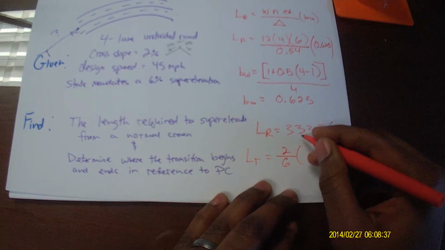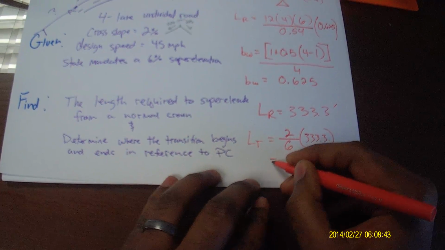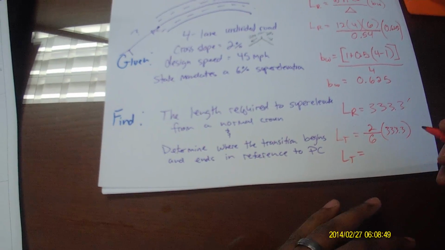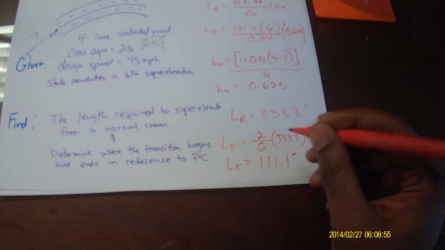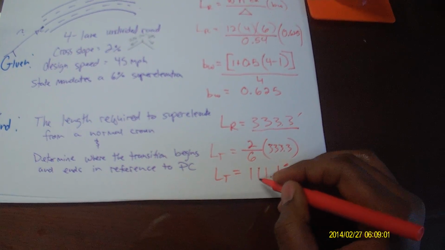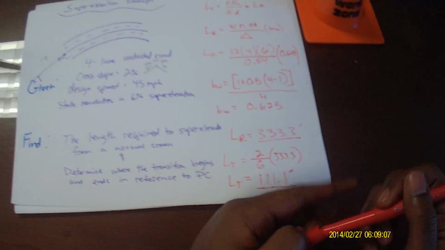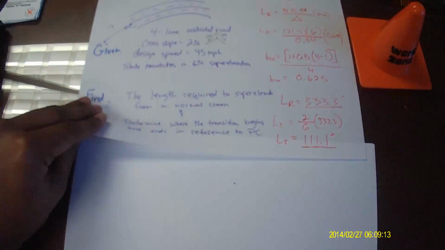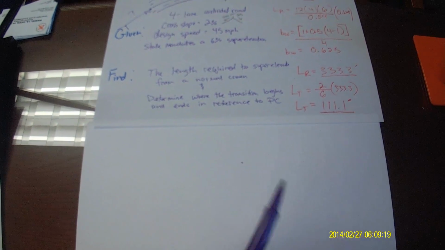Now multiply that times your length of tangent runout. When I do all of that, I end up getting a length of tangent runout of 111.1 here. So my length of tangent runoff is 333.3, and my length of tangent runout is 111.1. Well, that's real significant. That's good information, because I can use this information now to determine the rest of what the problem asks.